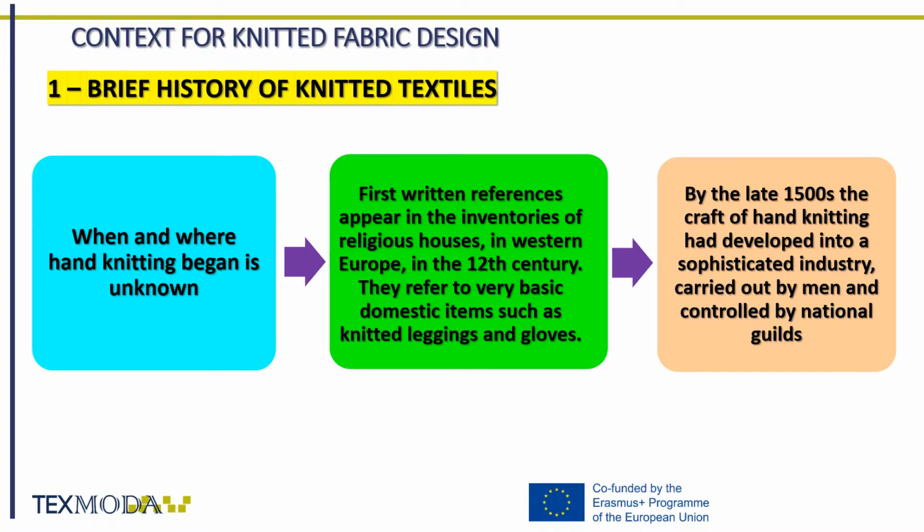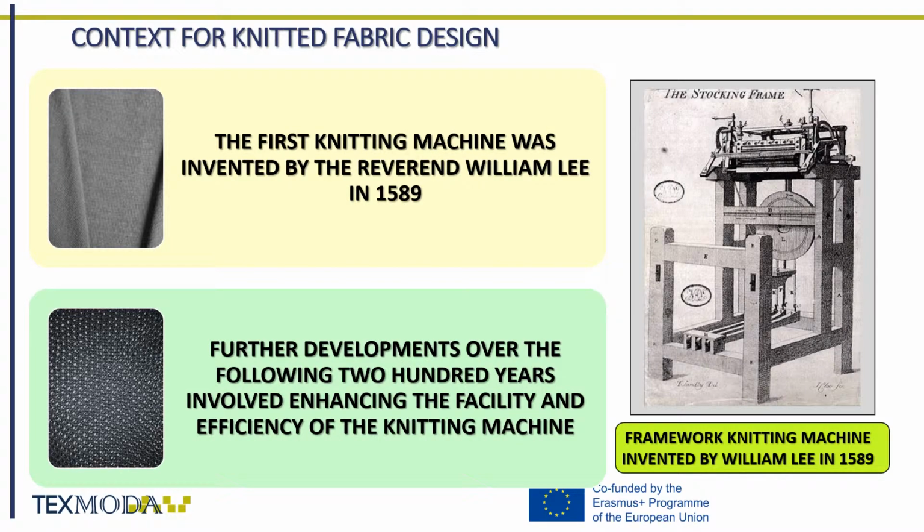controlled by national guilds. The first knitting machine was invented by the Reverend William Lee in 1589. Further developments over the following 200 years involved enhancing the facility and efficiency of the knitting machine, allowing a variety of pattern and texture fabrics such as intarsia, jacquard, stitch transfers, and pointelle.